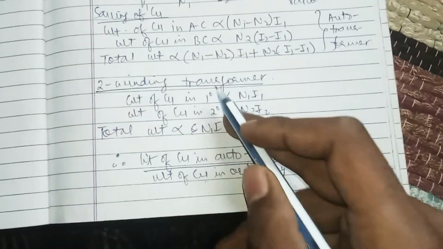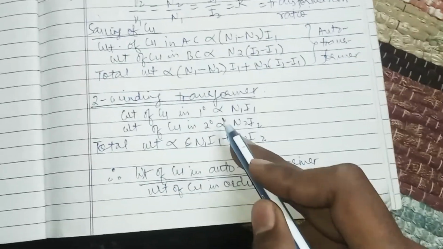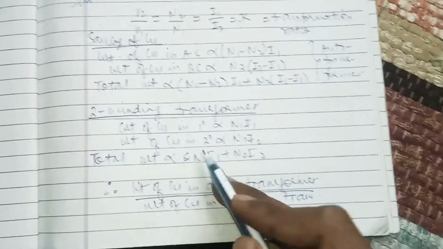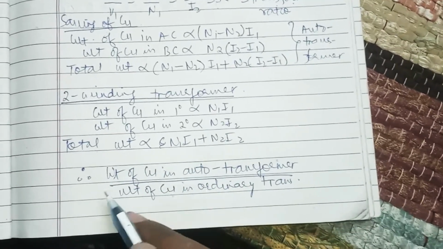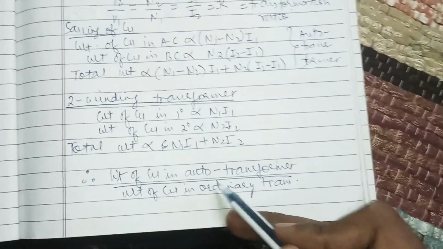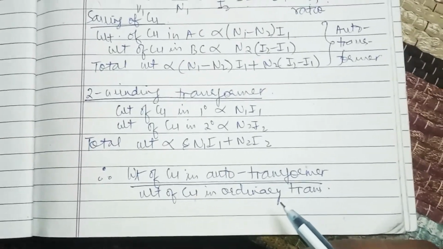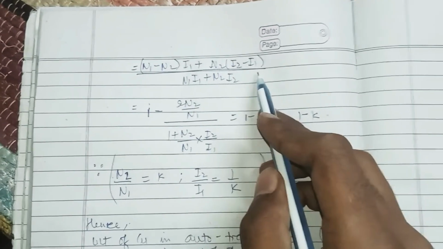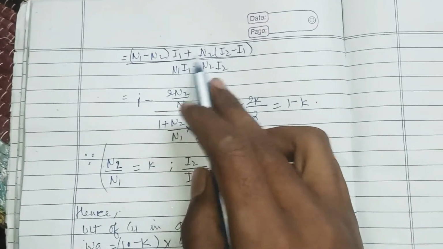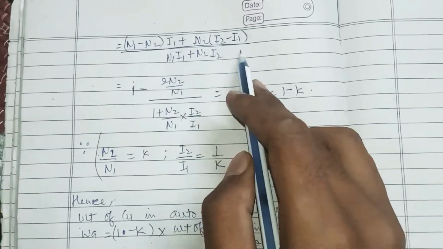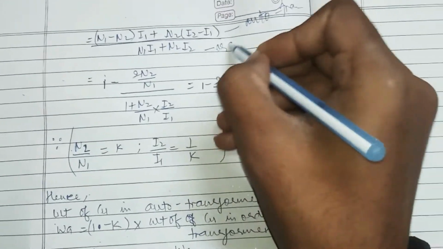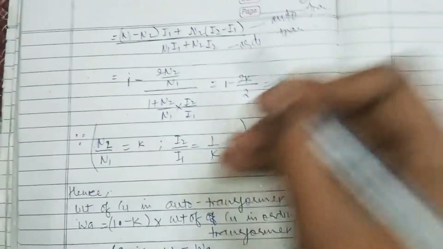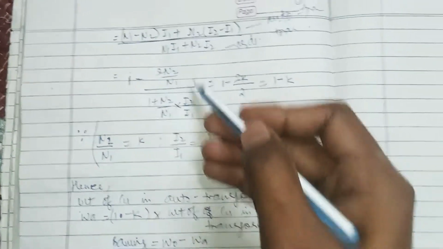Now if we consider our ordinary transformer, the weight of copper in the primary winding is equal to N1 I1, and the weight of copper in the secondary winding is equal to N2 I2, so the total weight is N1 I1 plus N2 I2. Now if we take the ratio of the weight of copper in the auto transformer divided by the weight of copper in the ordinary transformer, we will come to know a relation that is very important to us. Putting all these values in our relation, we have (N1 minus N2) I1 plus N2 (I2 minus I1) for the auto transformer, over the ordinary transformer. After simplification we get this.